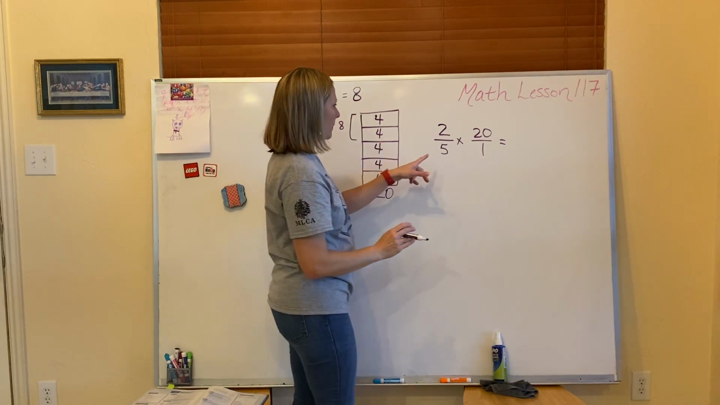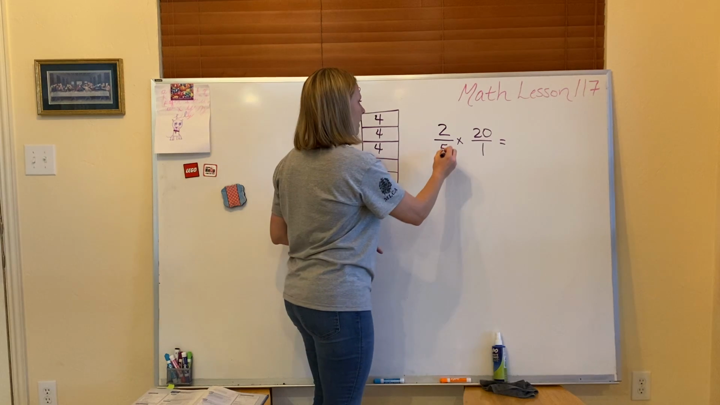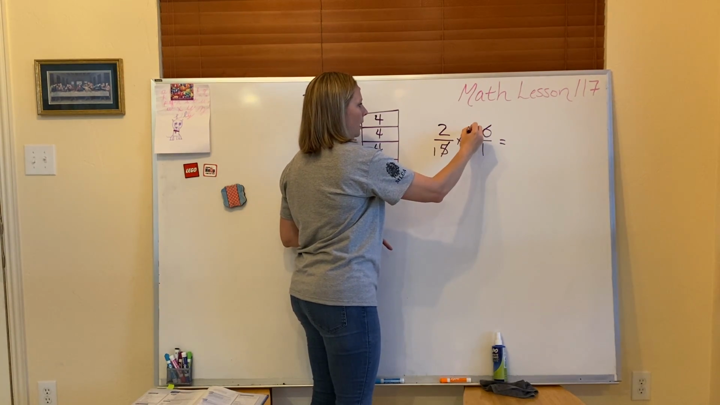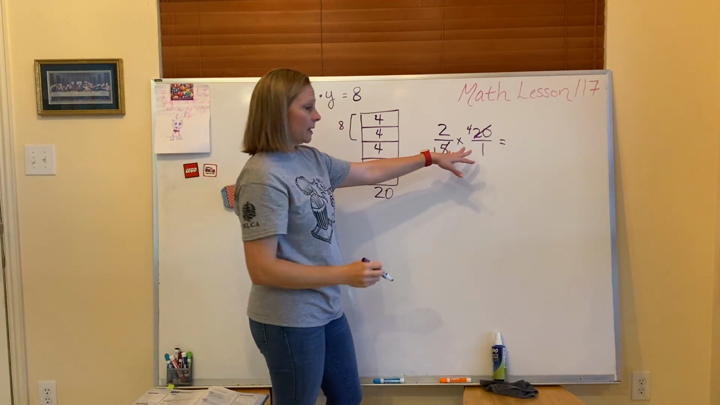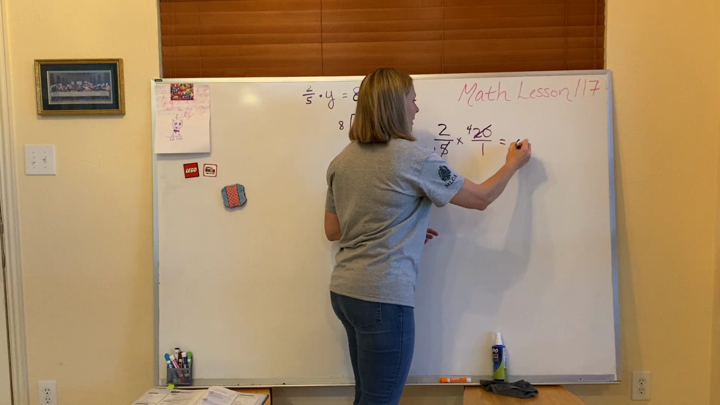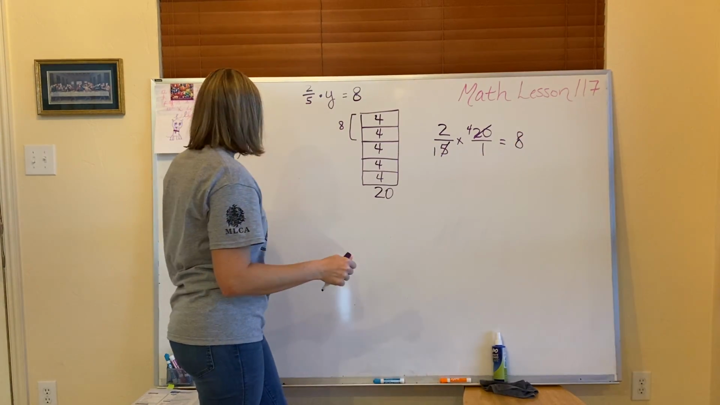Let's cancel. Does 5 go into 20 evenly? Yes, it does, so we can reduce. It goes in 4 times. We have 1s on the bottom. 2 times 4 is 8. Yay, we came up with the correct answer. Yes! So excited.